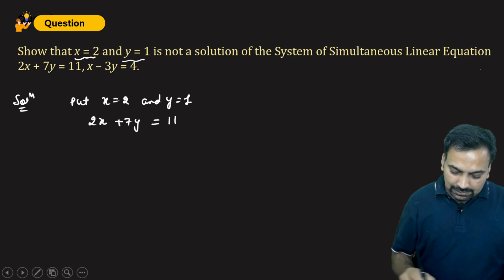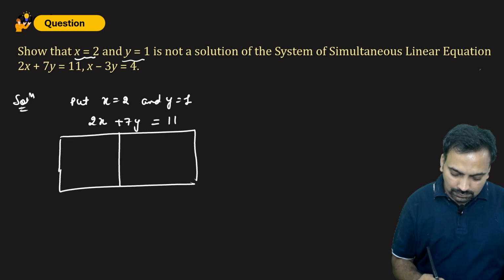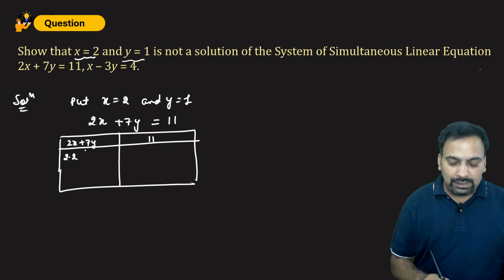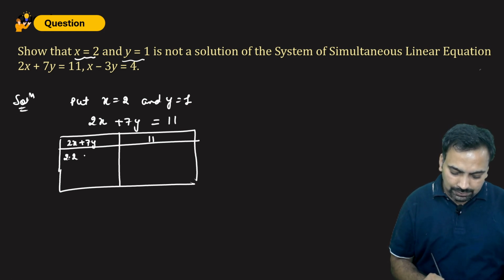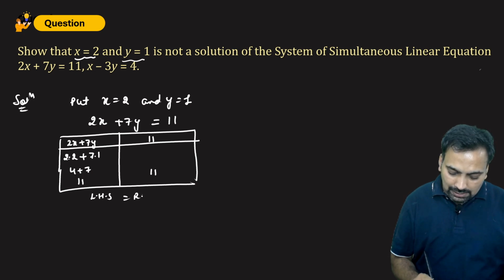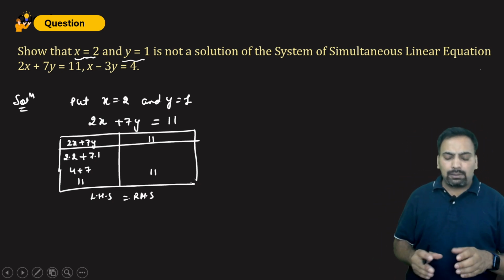So I am putting, I just make a bracket here, 2x plus 7y is equal to 11. Put x is equal to 2, 2 into 2. This is not a point, this is the sign of multiply, okay? Plus 7 into 1. So 2 into 2 is 4, plus 7 is equal to 11. Yes, here LHS is equal to RHS. Okay, this is a way of representation you are solving in a box.